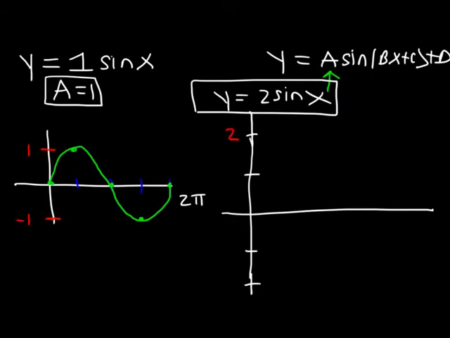So it's going to vary from 2 to -2. By the way, this is the amplitude. It's the distance between the midline of the sine wave and the highest point.